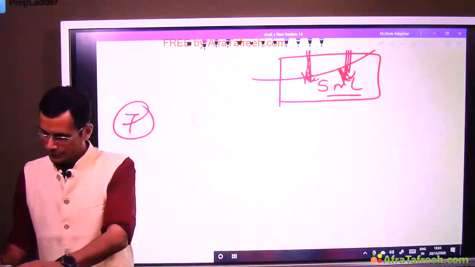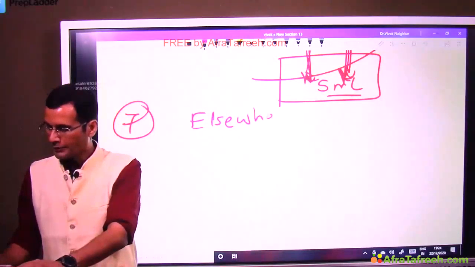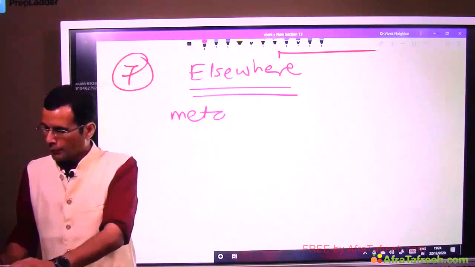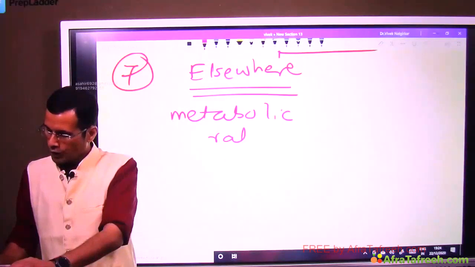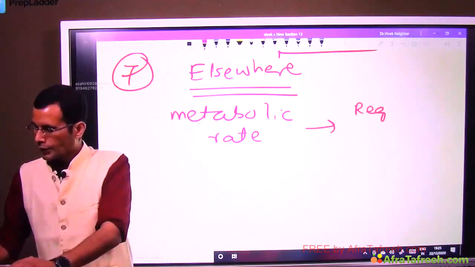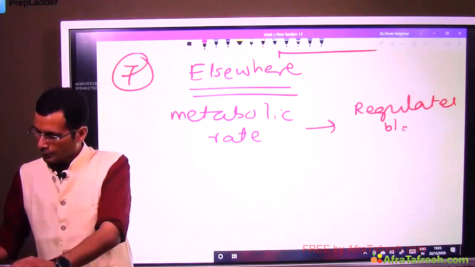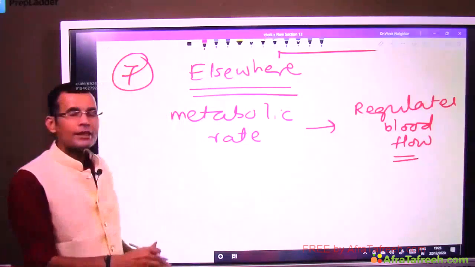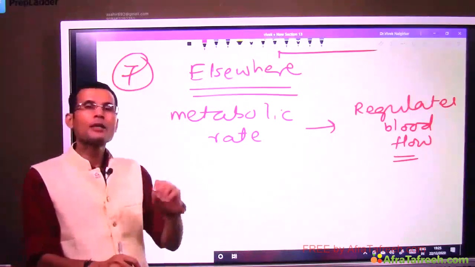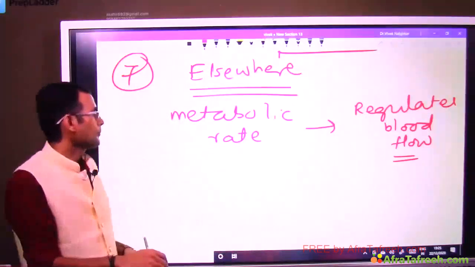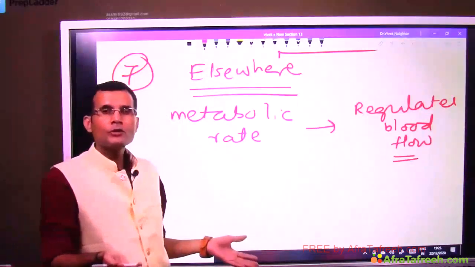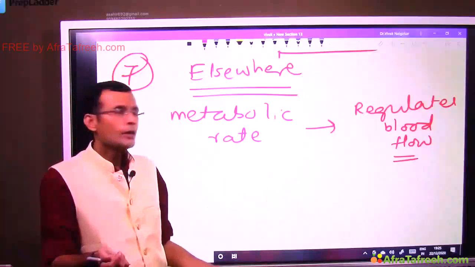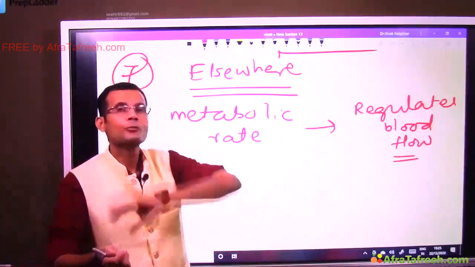Elsewhere in the body, now listen to this part, again very amazing. Elsewhere in the body, metabolic rate in that organ or tissue regulates blood flow to that tissue or organ, right? Increased metabolic rate. I told you some time back about the Bernays hypothesis. Increased metabolic rate, increased ATP breakdown, so increased adenosine formation, and that will dilate the vessels, the blood flow will increase. So metabolic rate regulates the blood flow to that organ.